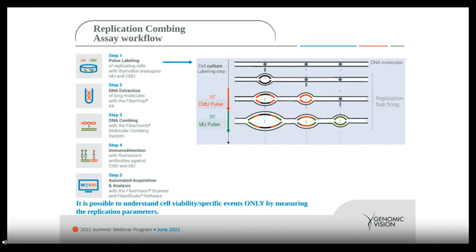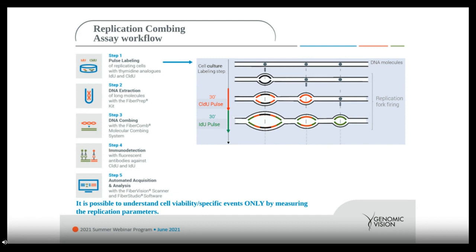So basically, in this schema here we have three origins of replication, the three gray circles, and we know that especially in human cells, the replication is asynchronous, so not all replication origins are fired at the same time.